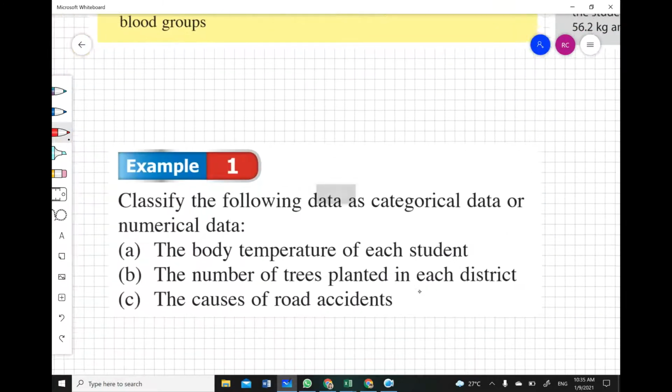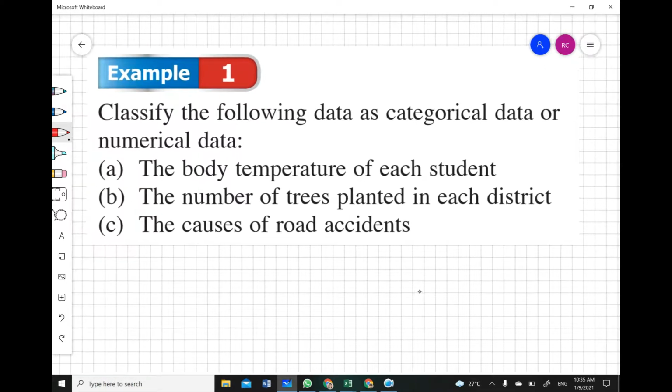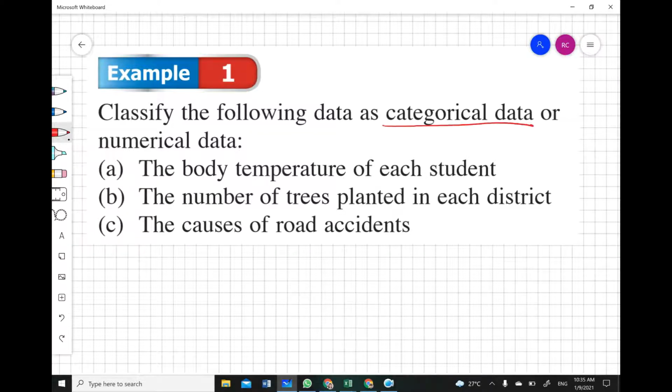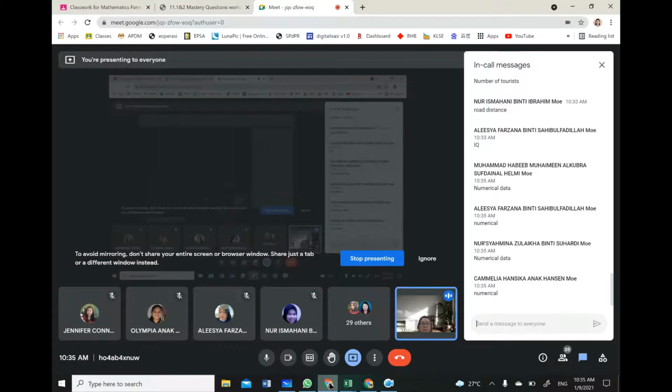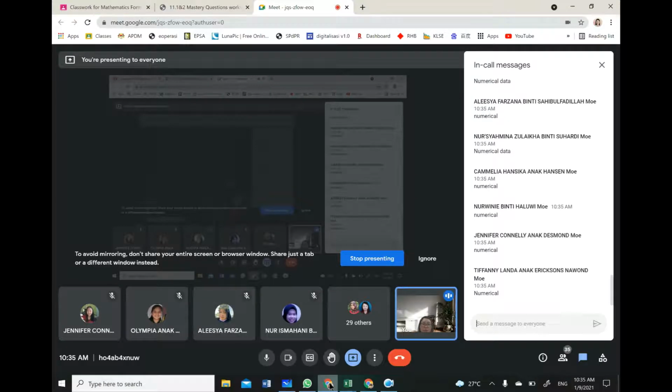Okay, now let us look at the example here. Classify the following data as categorical data or numerical data. So everybody let me know. A, the body temperature of each student. So you type down in the chat, let me see your answer. Is it a categorical data or a numerical data? You tell me. The first one here. Categorical or numerical? The body temperature of each student. Numerical. Yes, very good. It is numerical data. Okay, so all of you got it right.